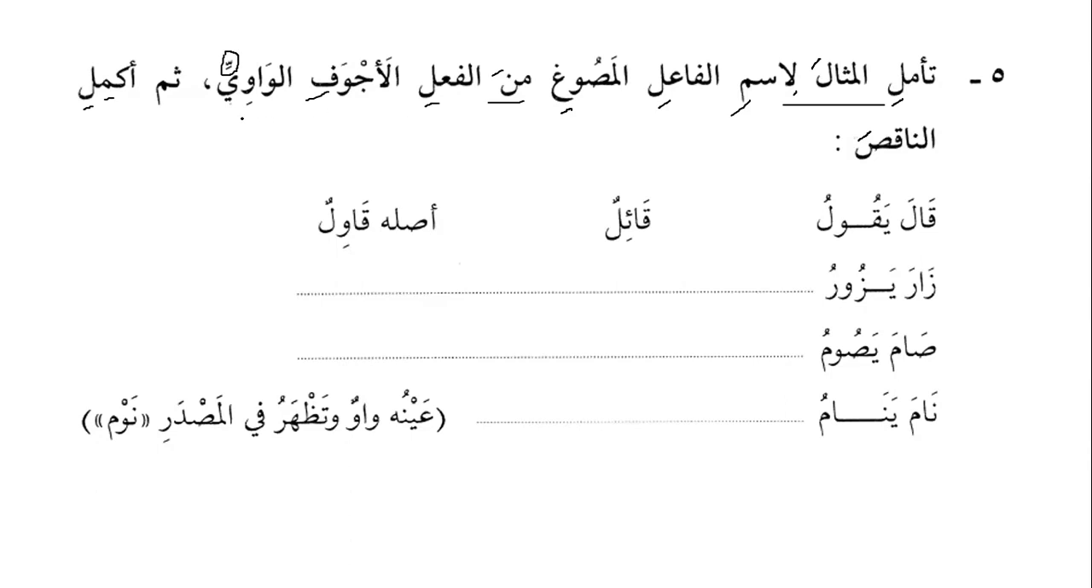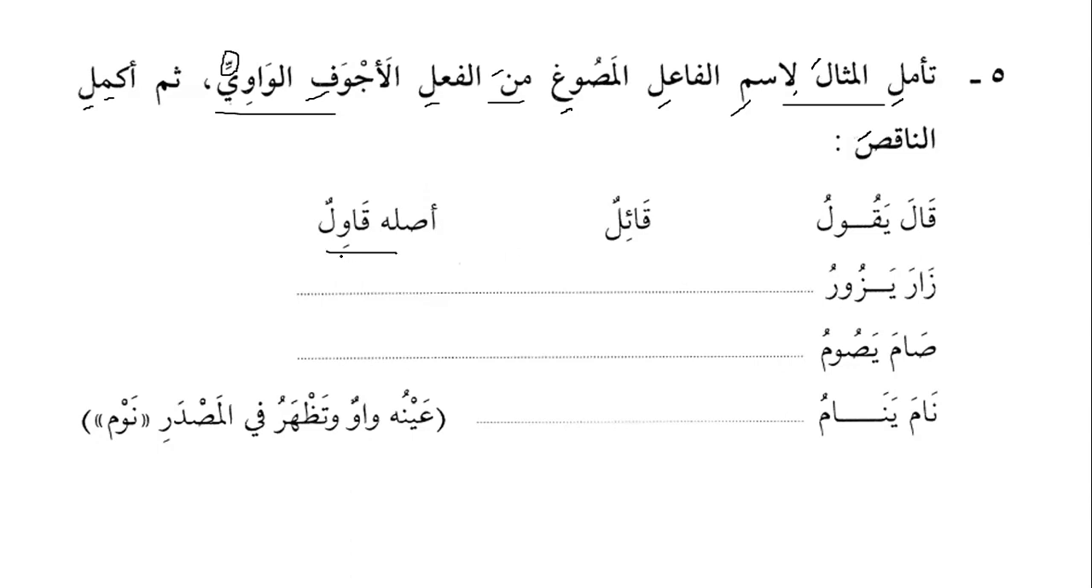So now we have an example of the verb that has been formed from أجوف واوي, and after that we have to complete the incomplete. And the example is here. قال يقول فهو قائل. أصله قاول.